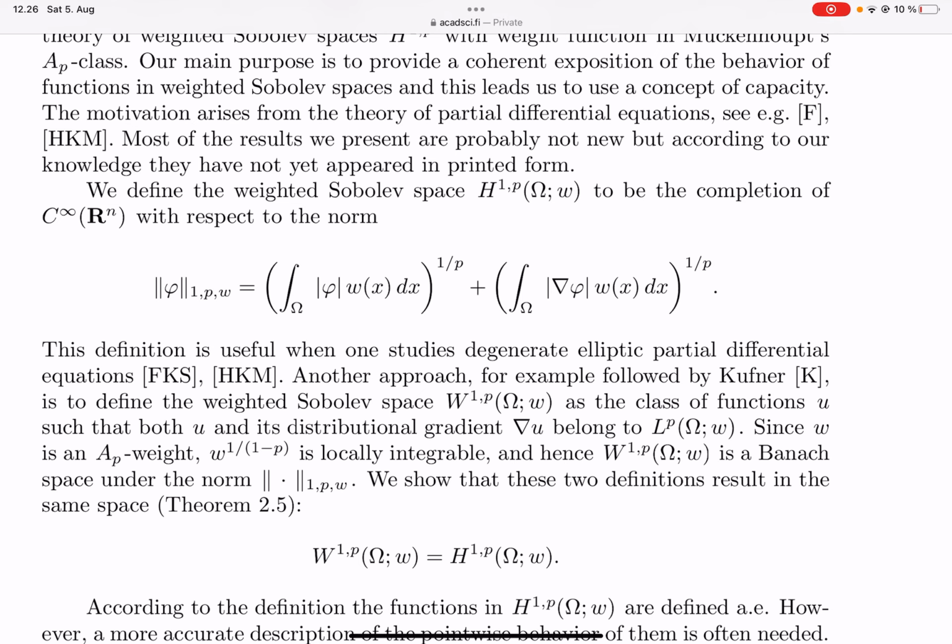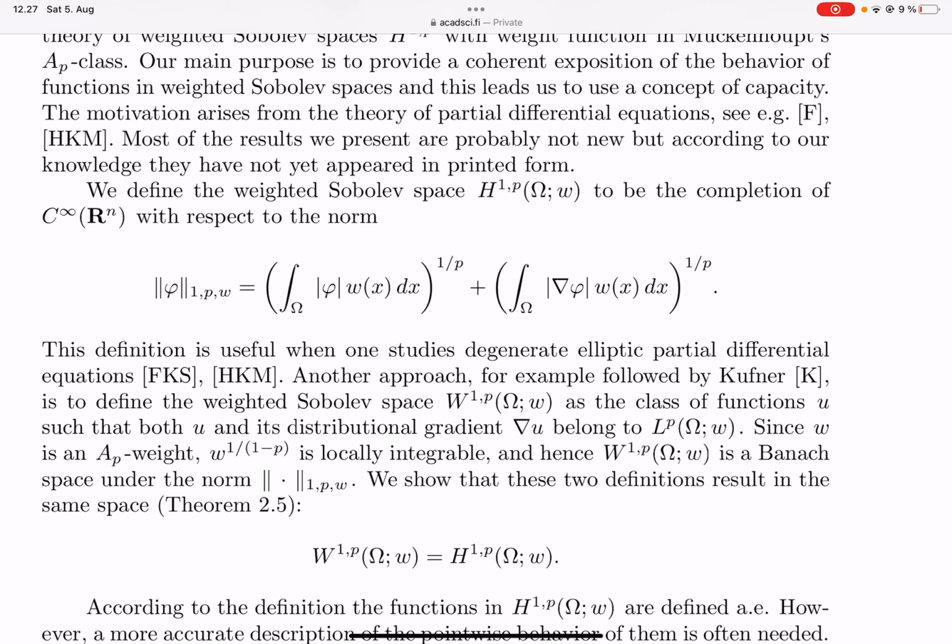And the nice result, again very similar to classical cases, is that both these approaches result in the same space. So whether you begin with C infinity functions and take completion with respect to this norm, or you talk about distributional derivatives and say that your space are those where the distributional derivatives are in the L^p of omega, these result in the same class of functions.